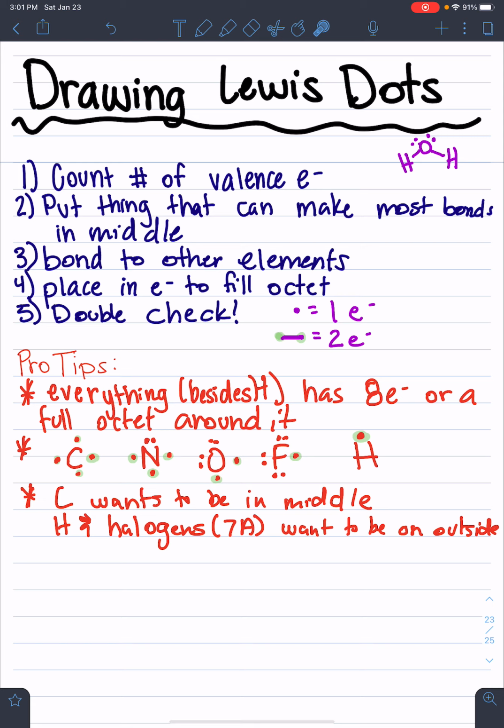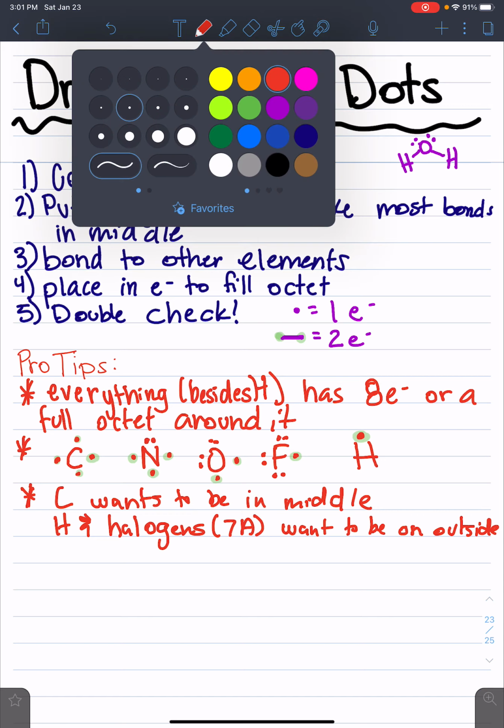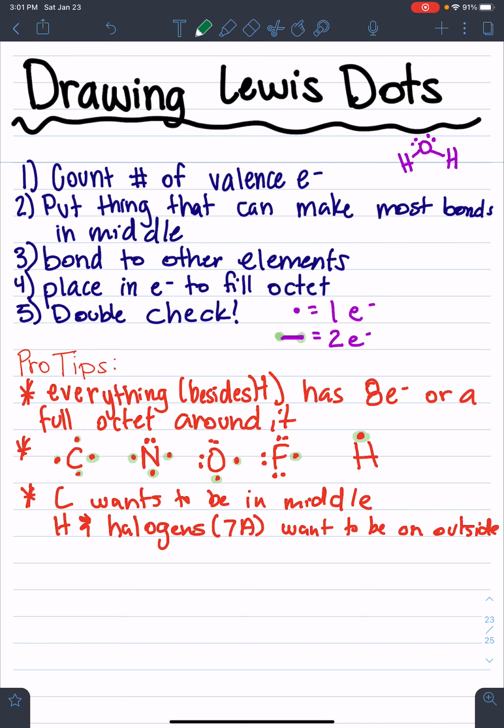So everything needs to have 8 around it besides hydrogen. So now let's get going drawing these, and as you have questions, you can pause the video and email me. Hopefully, as the video goes on, it'll make more sense and you'll see some patterns and be able to follow along. So, let's start off with doing F2.